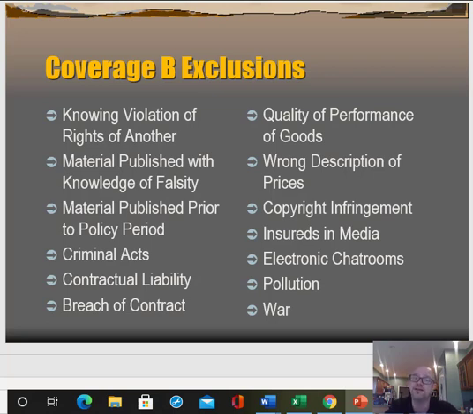Electronic chat rooms, that's a big one. So if you have employees that are representing the company and making comments in electronic chat rooms, best be careful. Whatever they say there is not covered if somebody else claims damage. If you're in the media, that's a whole separate layer of exposure, and that's not something Coverage B is intended to help you with. You're going to need specific coverage there. Again, copyright infringement comes in as an exclusion.